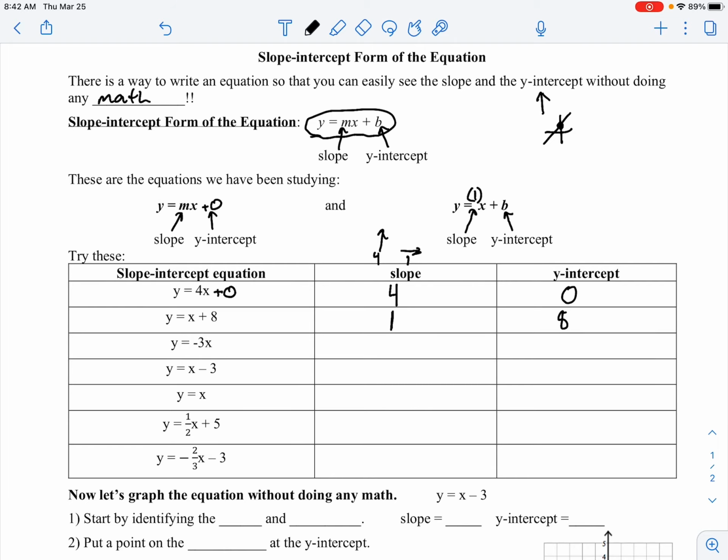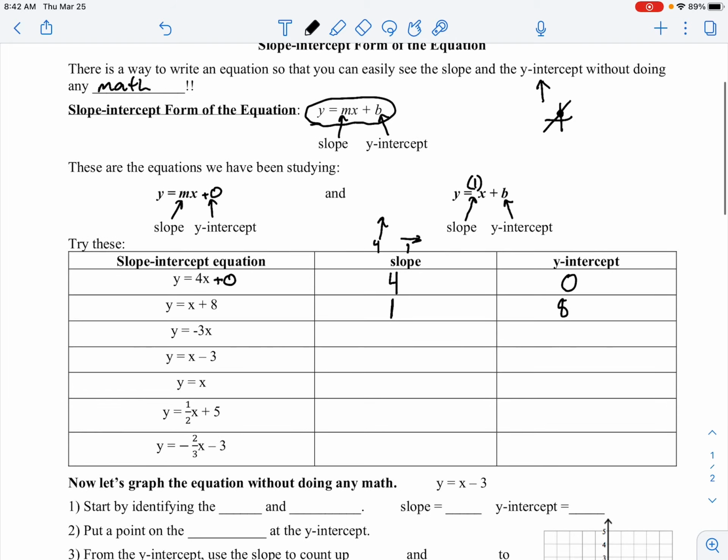So our slope in this case is, well, what's next to our x? What's our m number? In this case it is -3. And our y-intercept, we don't have anything out in front of there. We have no b, so our y-intercept is 0.